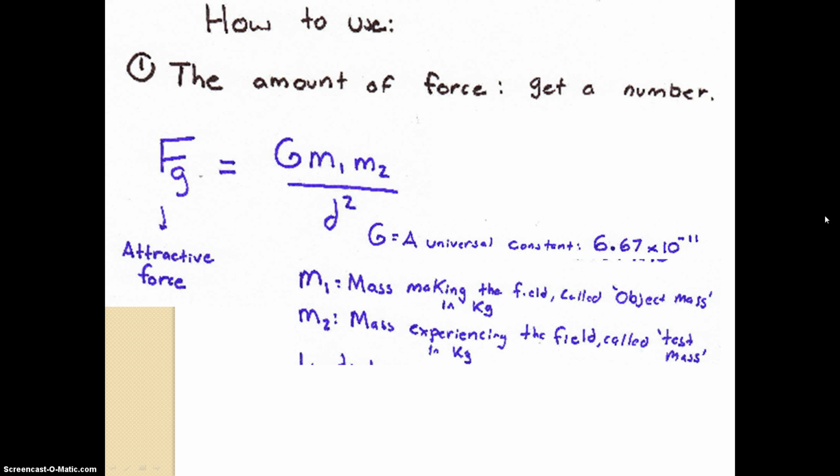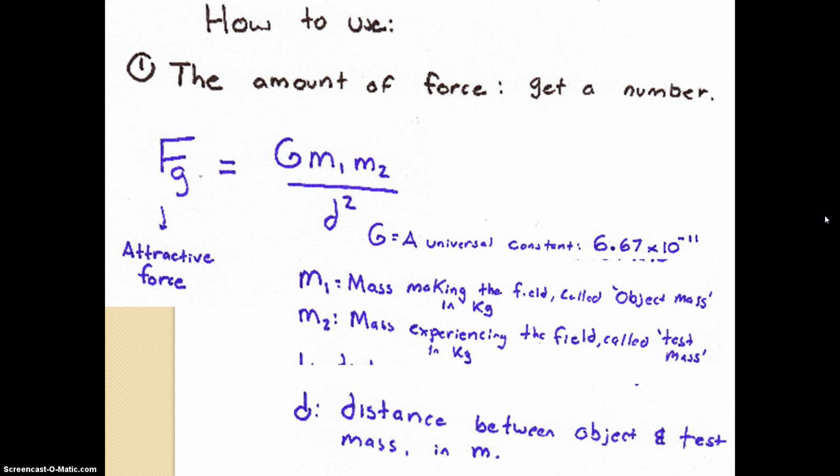M1 and M2 are both masses. Now, very specifically, M1 is the mass that's making the field. It's called the object mass in kilograms. M2 is the mass experiencing the field of M1. It's called the test mass in kilograms. So for example, if you are near another person, you make a field that they experience, they make a field you experience. If we're trying to find the attraction between you and them, we could say that you're the one making the field, they're the one experiencing it, so you're the object mass, they're the test mass. And finally, D is the distance between the object and test mass in meters.